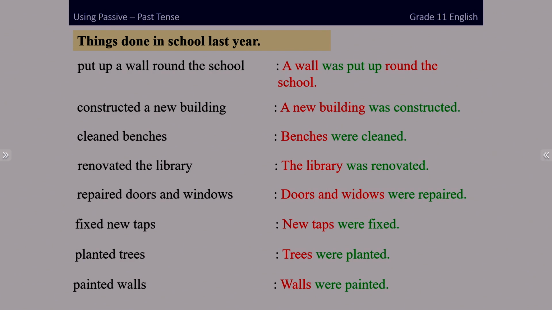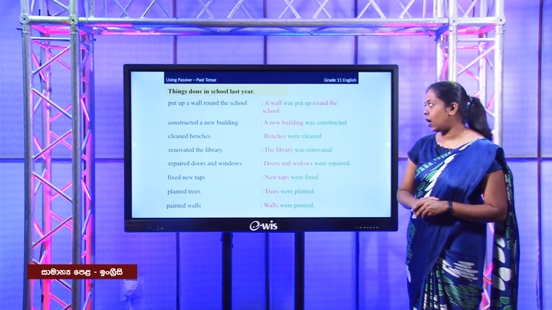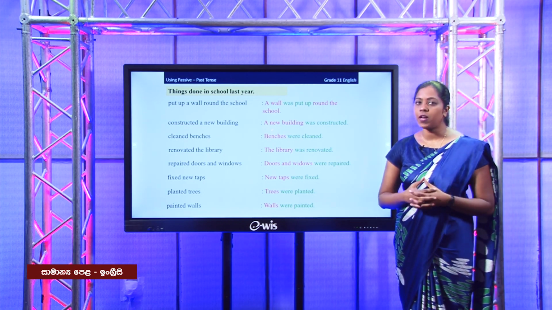Constructed a new building. A new building was constructed. Cleaned benches. Benches were cleaned. Renovated the library. The library was renovated. Repaired doors and windows. Doors and windows were repaired. Fixed new taps. New taps were fixed. Planted trees. Trees were planted. Painted walls. Walls were painted. If you observe all these sentences, you can clearly see how we have used only the subject and the verb in the passive form. It is clearly shown in two different colors.